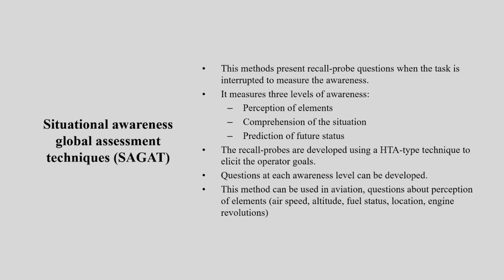Then comprehension of the situation: how I am comprehending that particular situation in a particular case, okay? And then prediction of the future status. Of course, my decision will help me to act, and how I predict and how I act matters, because my prediction will lead the operator to take some action, right? So here it is very, very important how they are perceiving the elements, how they are comprehending that particular situation, and how they foresee the situation and take the status ahead, okay?